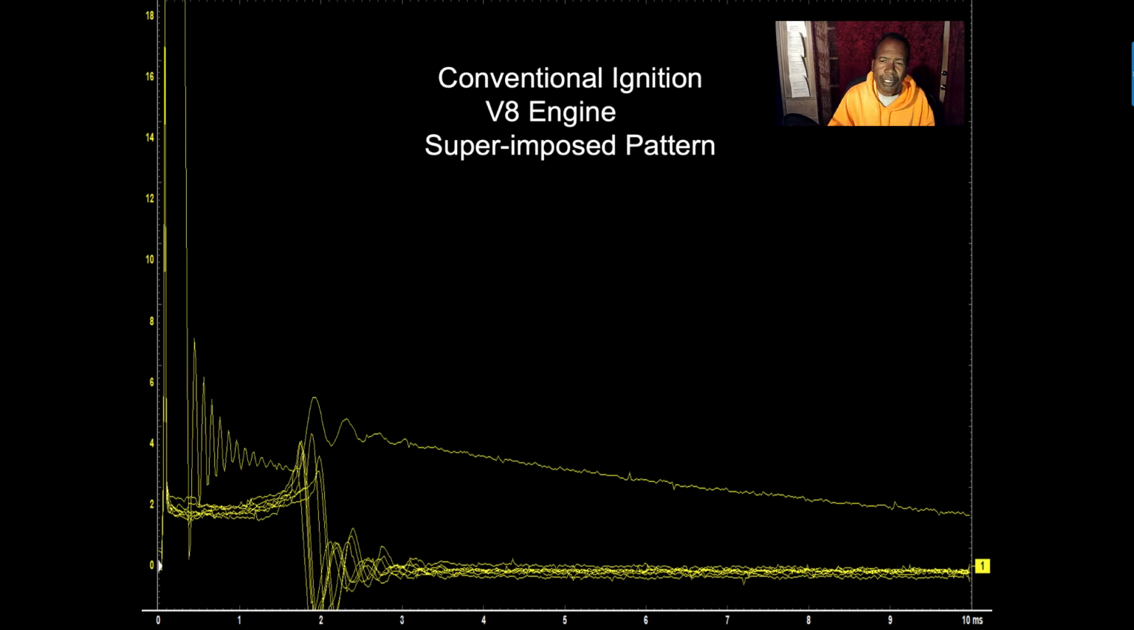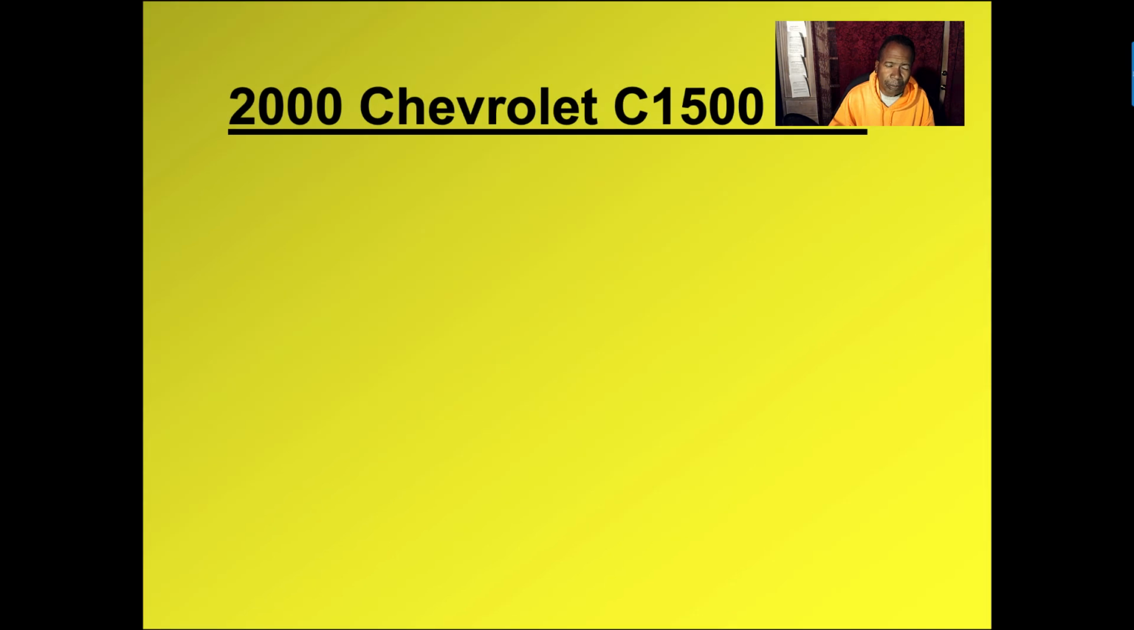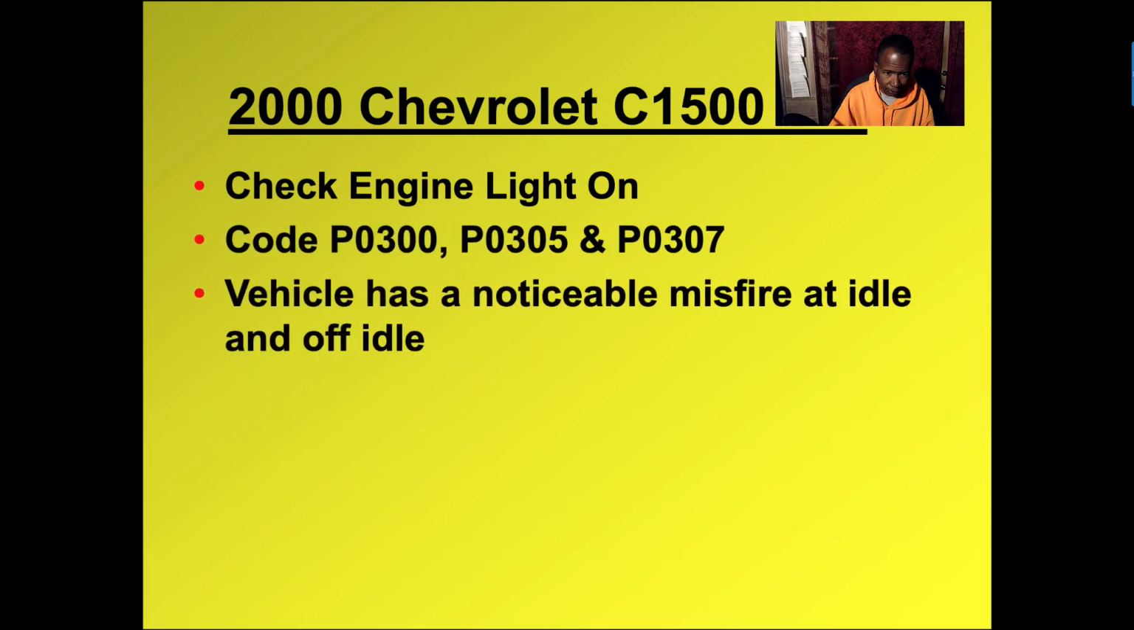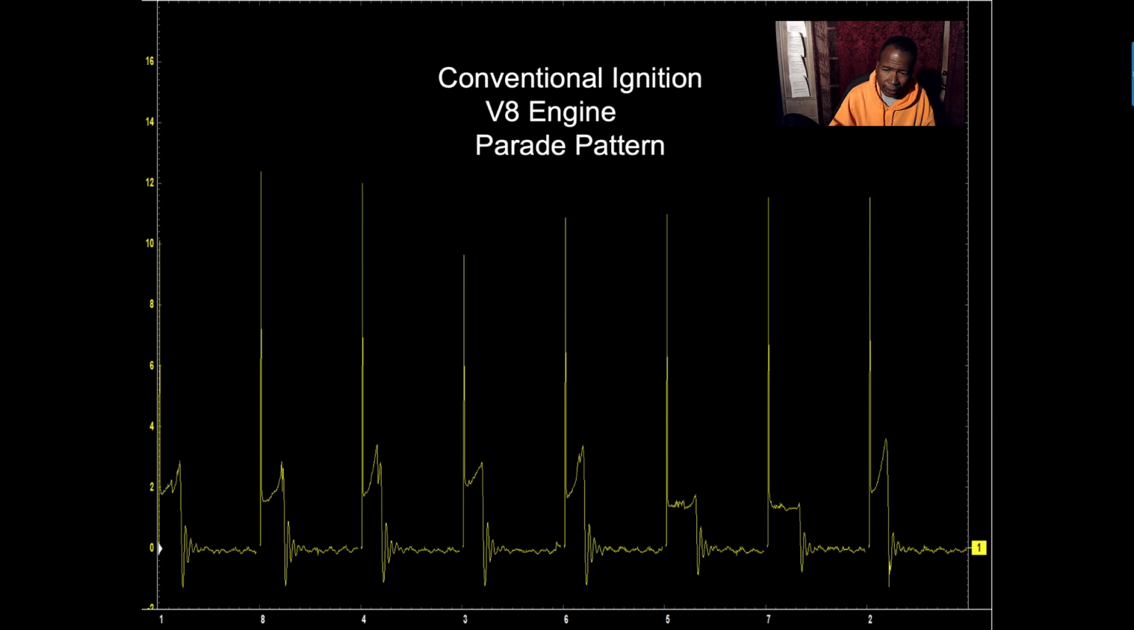Now here's a Chevy C1500 pickup truck. Check engine light on, P0300, P0305, P0307 misfires. Vehicle has a noticeable misfire at idle with P0300, P0305, and P0307. Now here, let me see, can you pick it out? Let me give you 20 seconds, see if you see it.